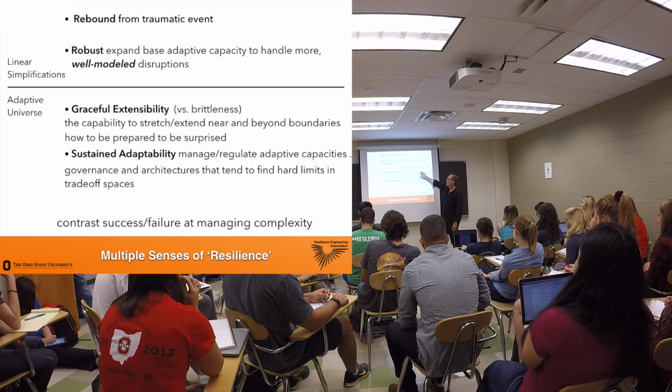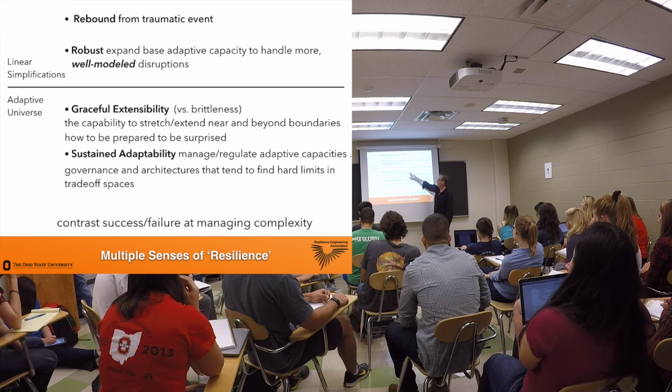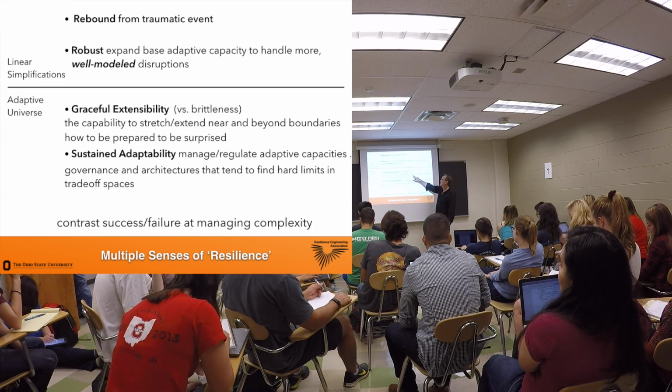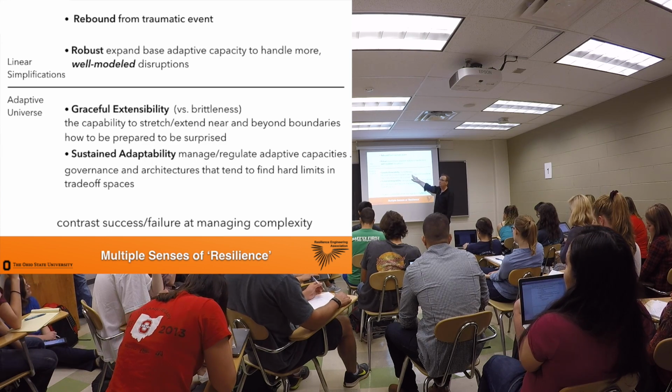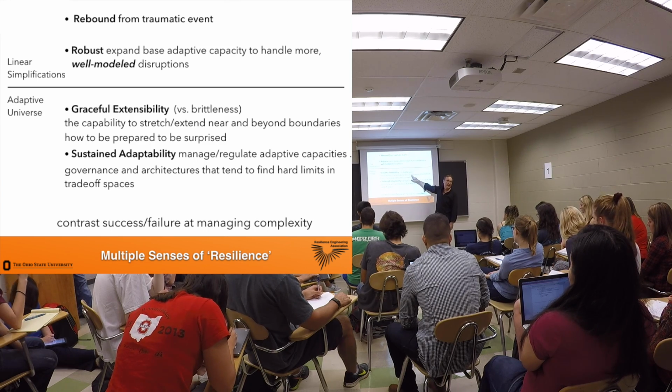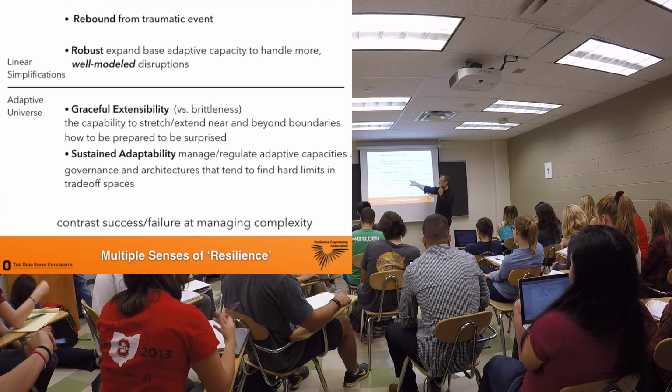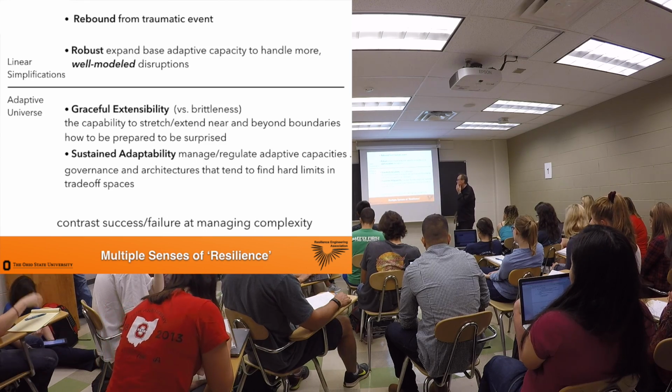And we're going to see graceful extensibility as the opposite of brittleness. The capability to stretch or extend performance when you're near or beyond the boundaries of your normal way of working. However, that has been elaborated to handle different conditions and disruptions. So we often talk about this as how to be prepared to be surprised.